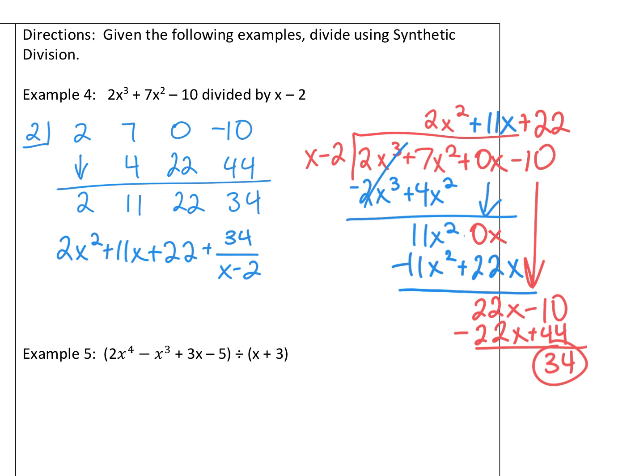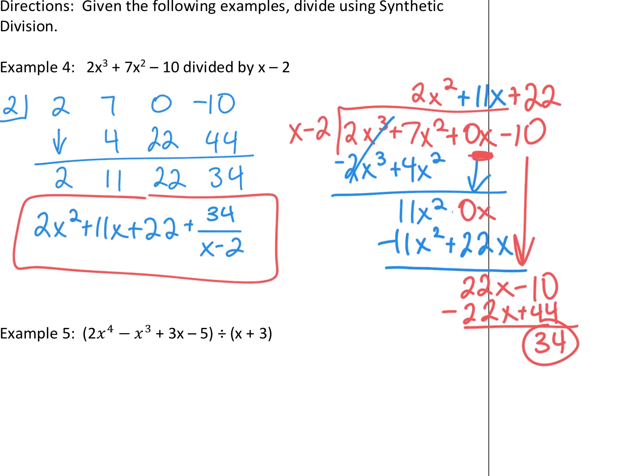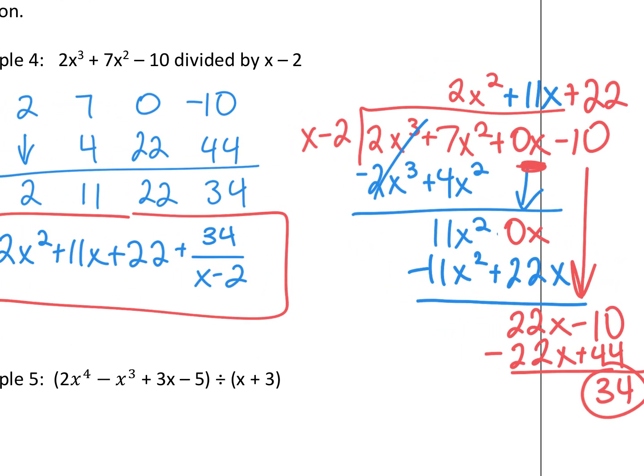Okay, so either way you did it, this should have been your answer right here: 2x squared plus 11x plus 22 plus 34 over x minus 2. I will say that the long division on that one did make you put a little gap there, or else it got a little tricky. So that might be another thing you consider if you do the long division on the big ones. Either way though, that should be our answer. Any questions on either method?